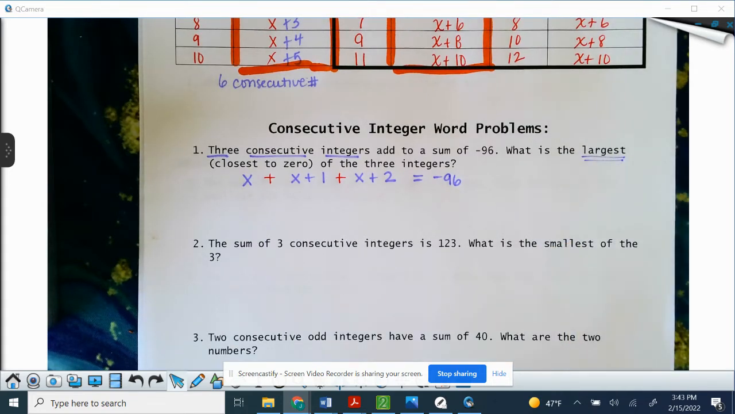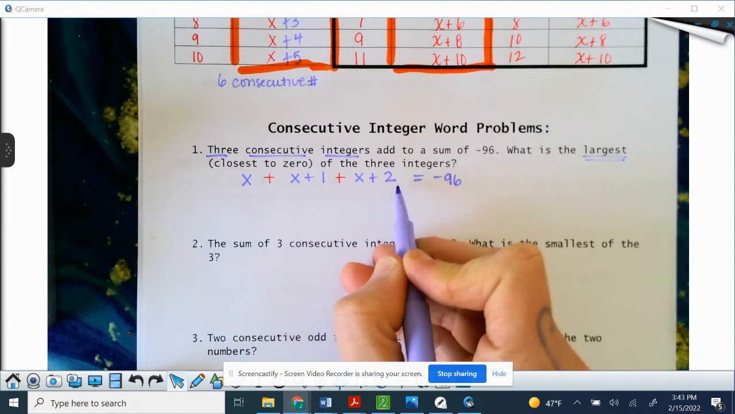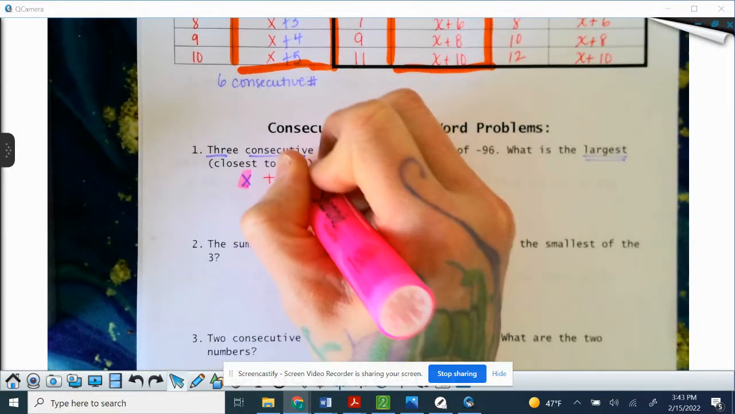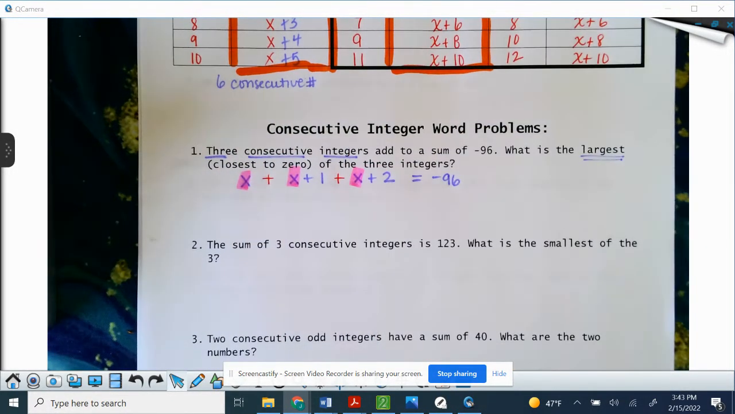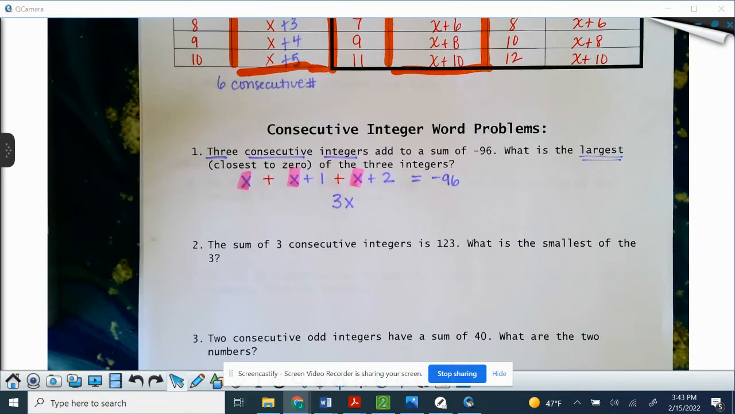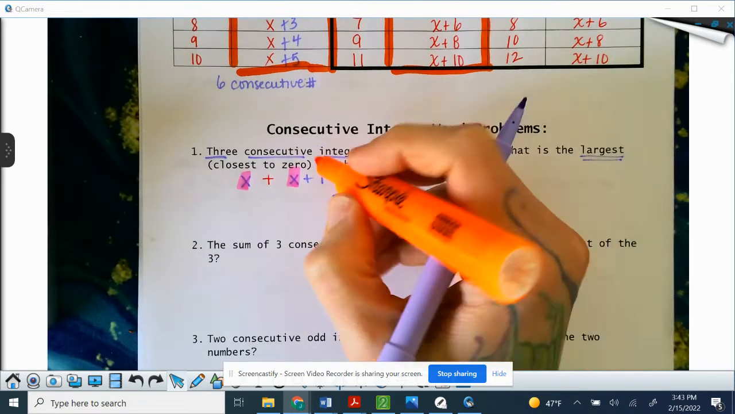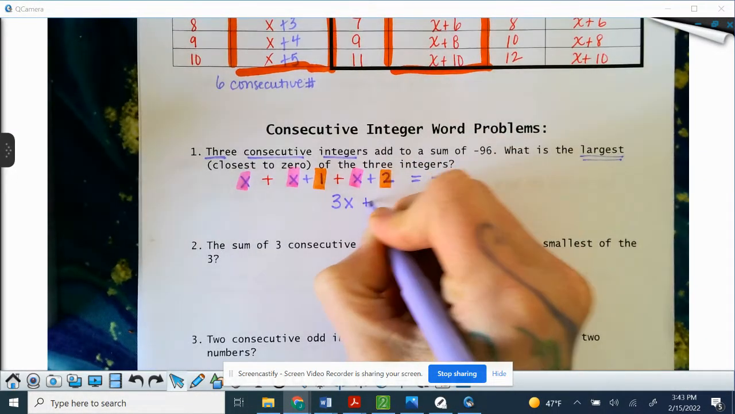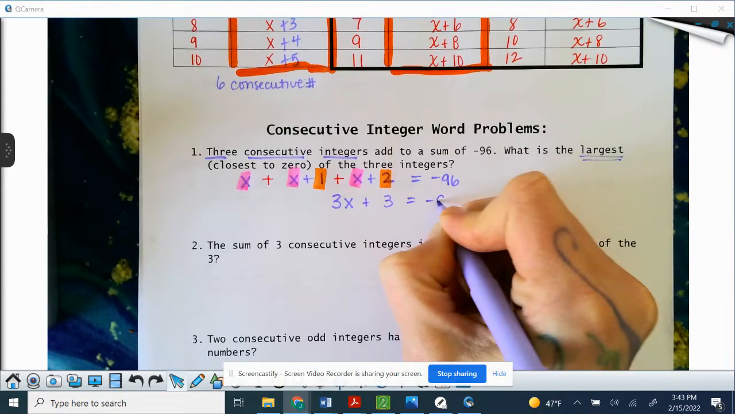So x plus x plus 1 plus x plus 2 equals negative 96. This is where you want to be able to combine your like terms. So my x's, I have 1, 2, 3. So 3 x's. And then our constant, or our whole number, we have a 1 and we have a 2. So we can clean that up, and that's going to be 3 as well, equals a negative 96. And now you're just going to solve.